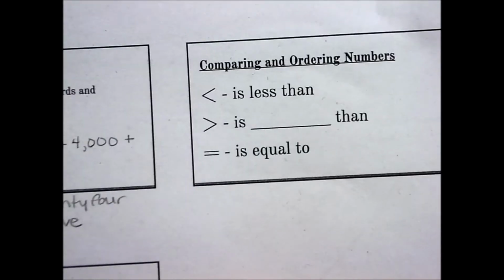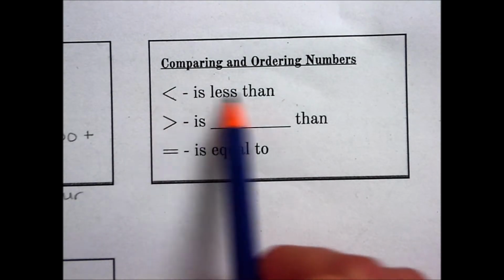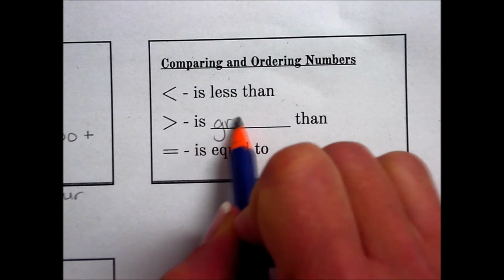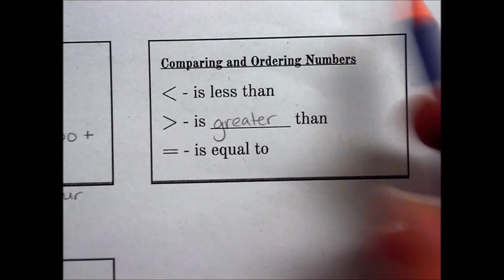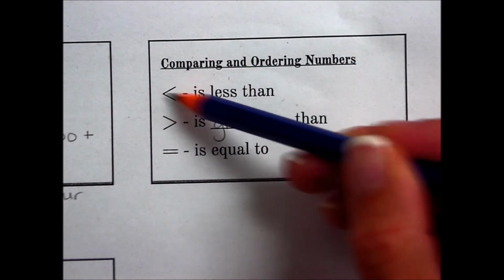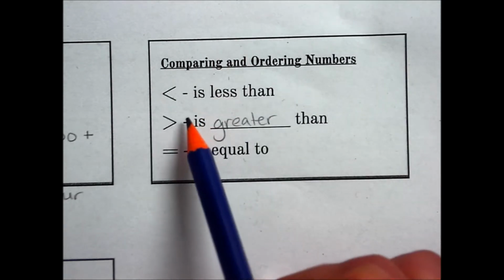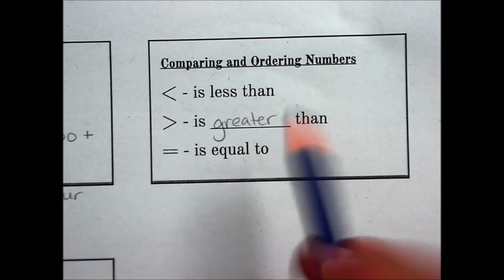We'll also be comparing numbers today. This is our less than sign. This is greater than, and equal to. And if all else fails, remember this is like an alligator's mouth, and the alligator wants to eat the side that has the larger value.